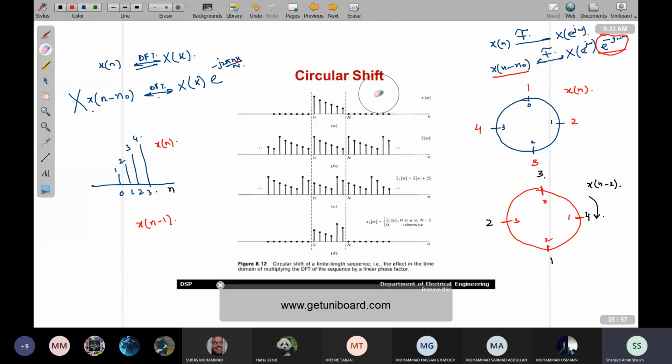Suppose मेरे पास x of n है, जो 0 से n minus 1 तक डिफाइंड है, period n है इसका, and rest of the samples are 0. Now I am interested in doing x of n plus 2. What I have to do? I have to drag it to this side.